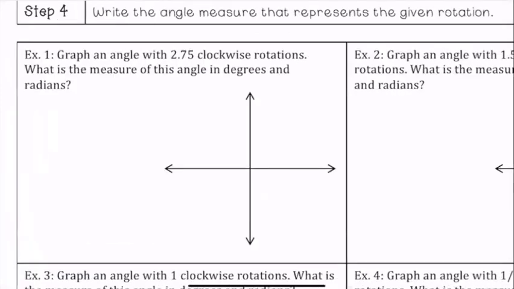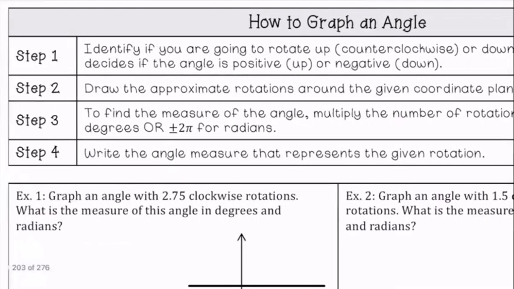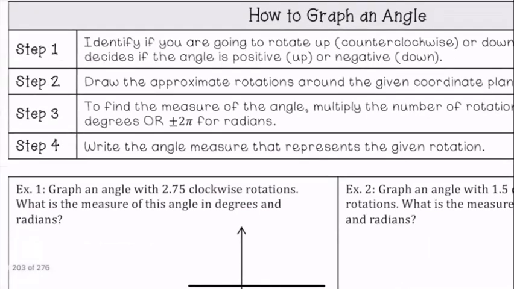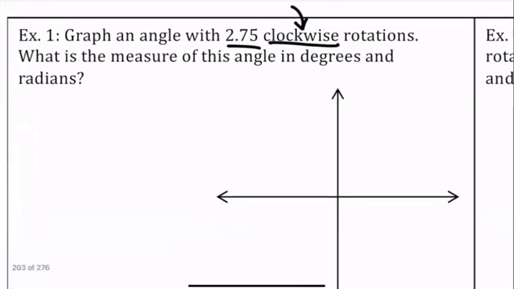So look at number 1. It says graph an angle with 2.75 clockwise rotations. What is the measure of this angle in degrees and in radians? If I look at the directions, it says identify if you're going to rotate up, which is counterclockwise, or down, which is clockwise. This decides if the angle is positive, which goes up, or negative, which goes down. We have 2.75, that's our magnitude. Clockwise, that's our direction. Clockwise goes this way, so we're going down. That means we are negative. And I'm always going to start here on the positive x-axis.